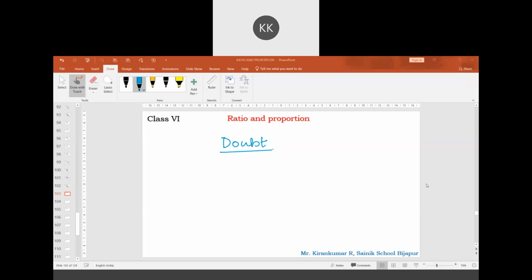You will solve: A is to B is equal to 5 is to 4, and B is to C is equal to 7 is to 3. What is A is to B is to C, sir? Yes, that day one of your friends had asked this.